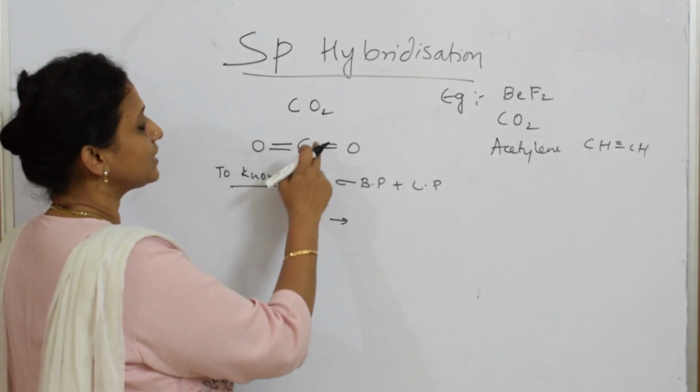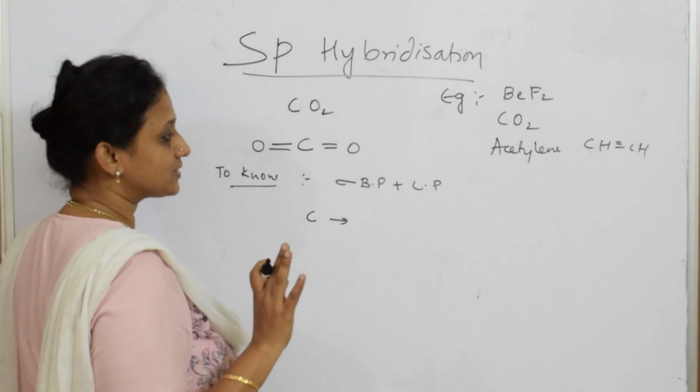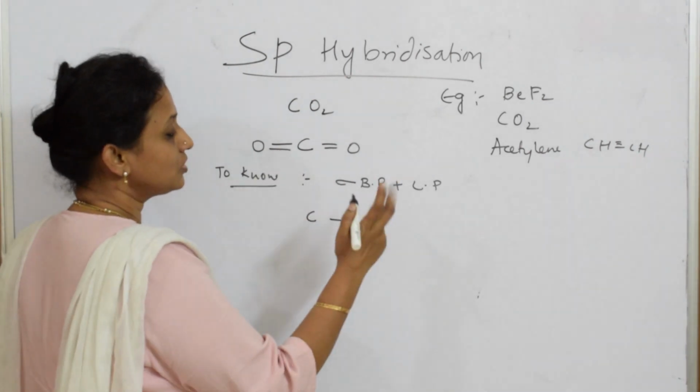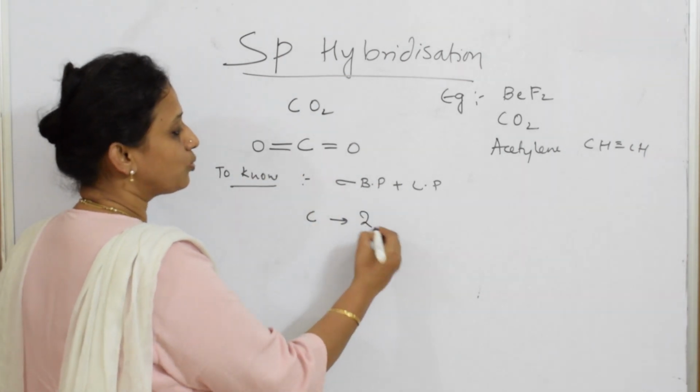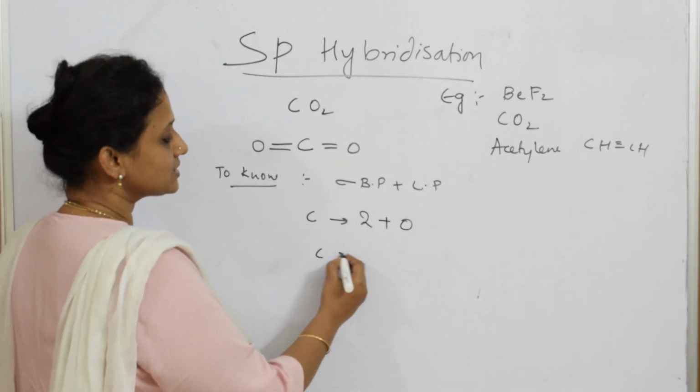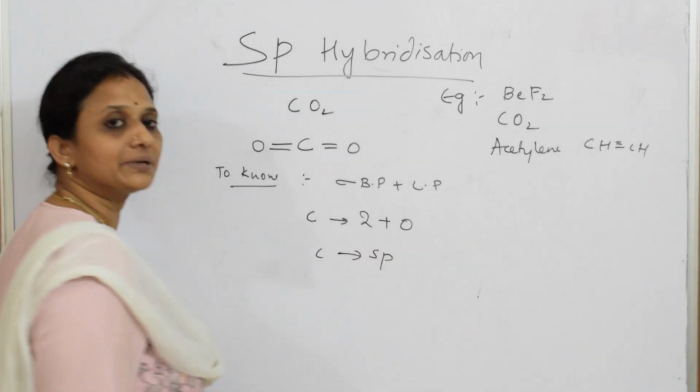1, 2, 3, 4, 5, 6, 7, 8. No lone pairs, right? So sigma bonds: this is one sigma bond, this is one sigma bond. So how many bond pairs does it have? 2 bond pairs. How many lone pairs does it have? No lone pairs, 0. So 2 means 1s and 1p, sp hybridization.